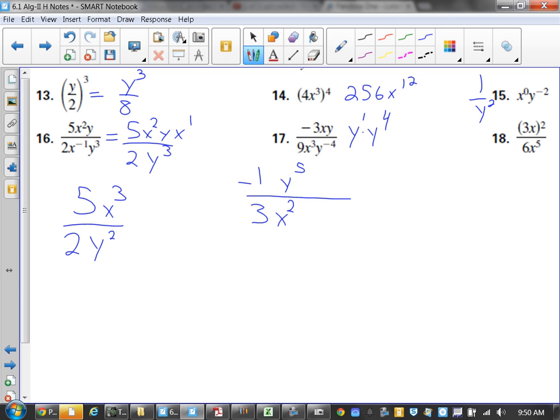That's wrong. Alright. 3x quantity squared is 9x squared over 6x to the 5th. Hopefully you get 3 halves, 3 over 2x cubed. I got that. You're all right?